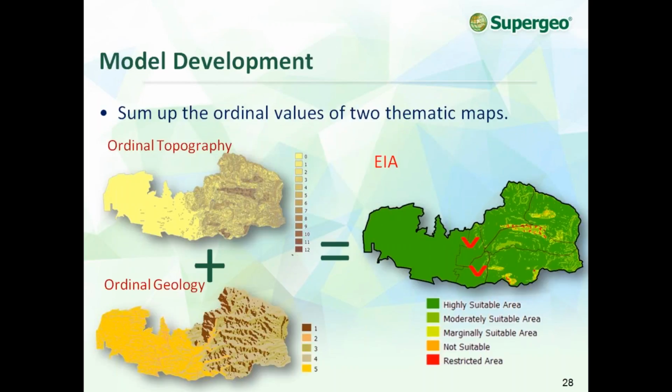Right. After a series of analyses, now we have two maps, one from topographic analysis and another from geologic analysis. I guess now we are going to overlay them and get the final result of EIA. Yes, that's true. You are right. The map is produced by combining the ordinary topography layer and the geology map together, and the map records every EIA value from low to high.